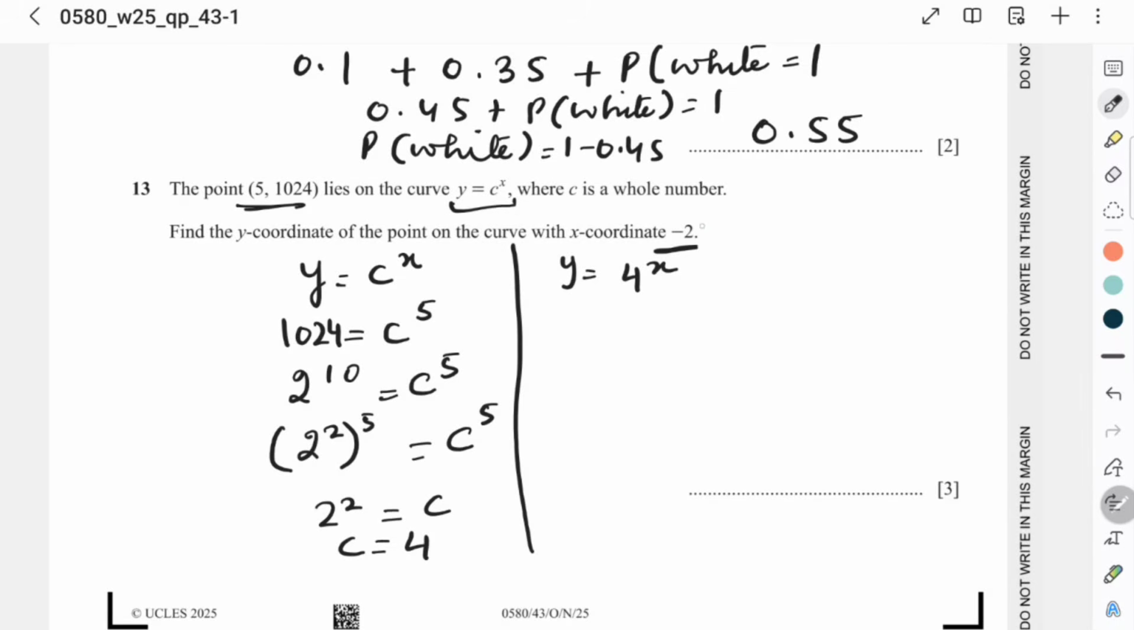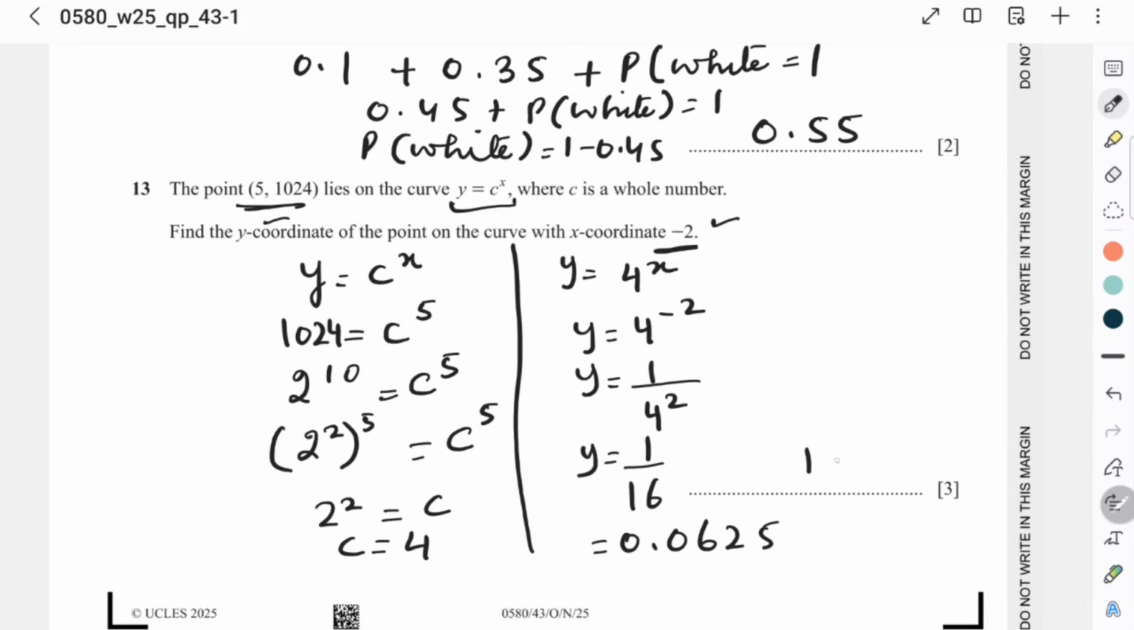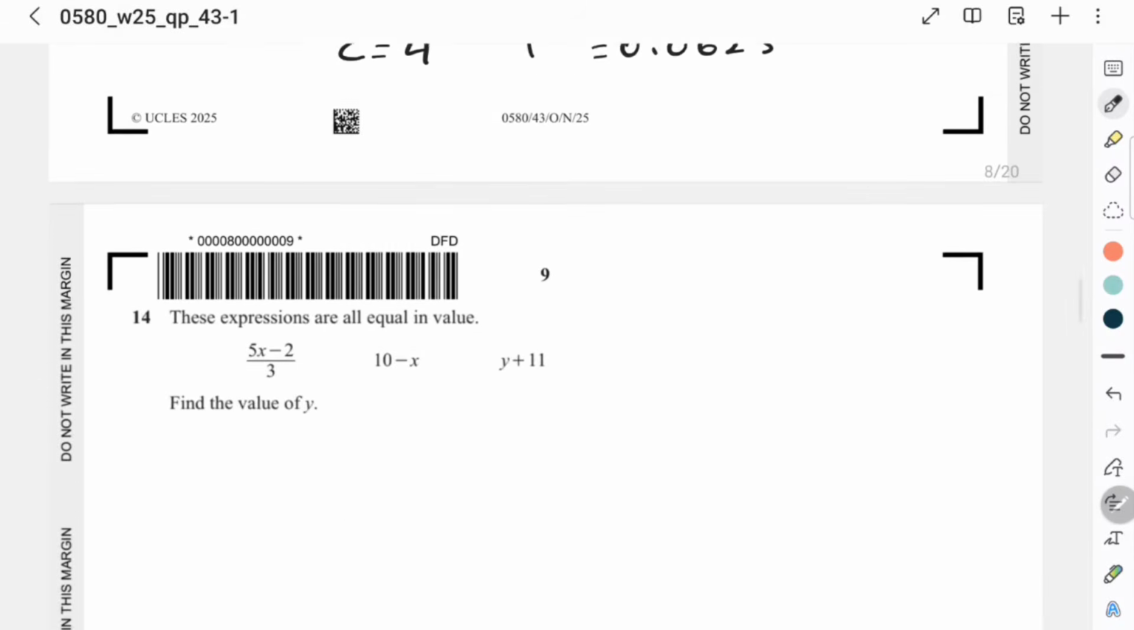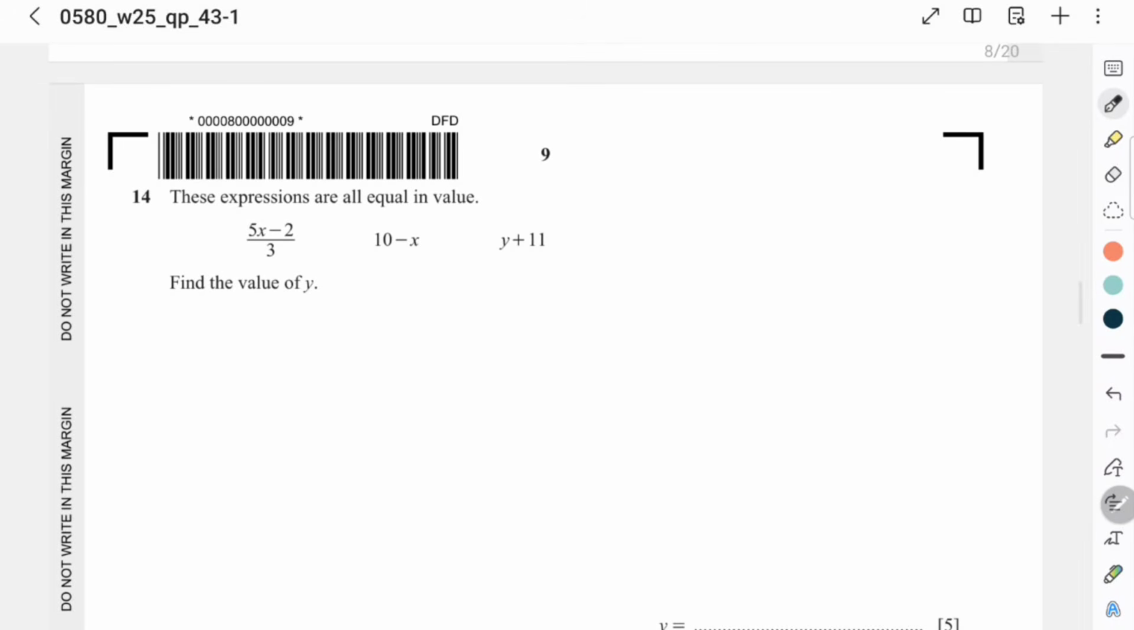Now they gave you that the x coordinate is -2. Find the y coordinate. So y is equal to 1 upon 4 squared, which is equal to 1 upon 16, or you can also write 0.0625. Okay, now go to the 14th question. In the 14th question, these expressions are all equal in value: (5x minus 2) upon 3, 10 minus x, and y plus 11. Find the value of y.